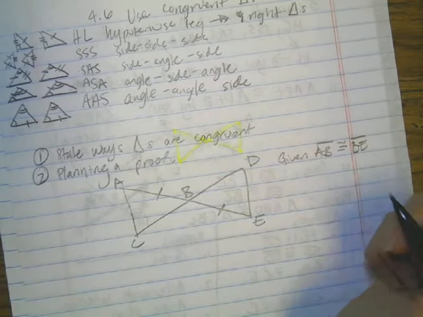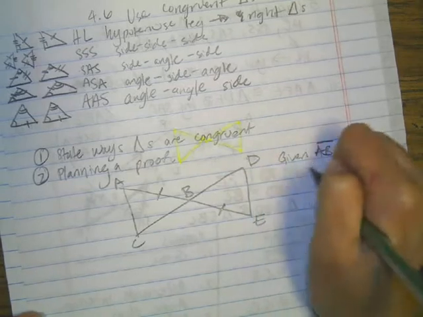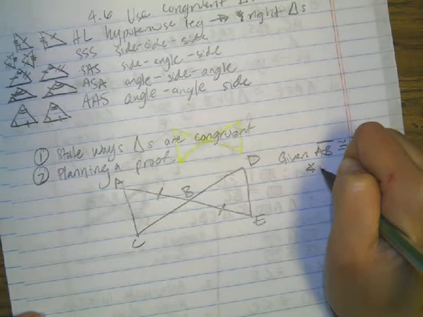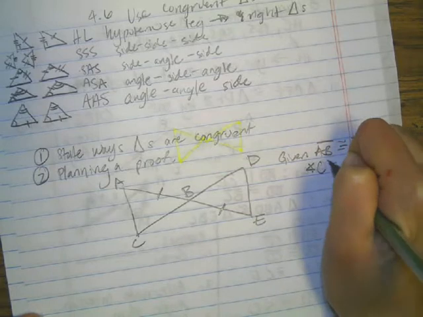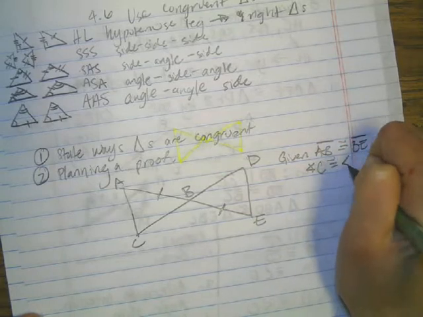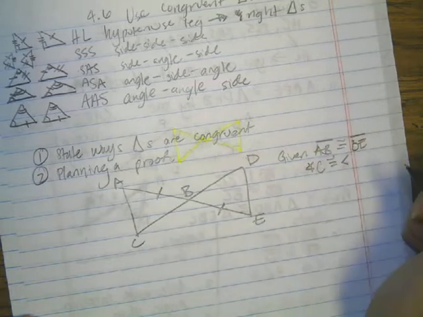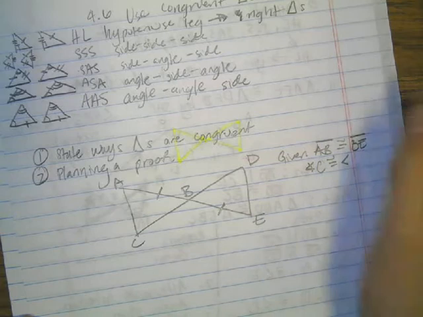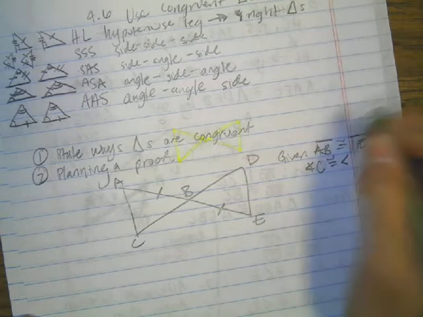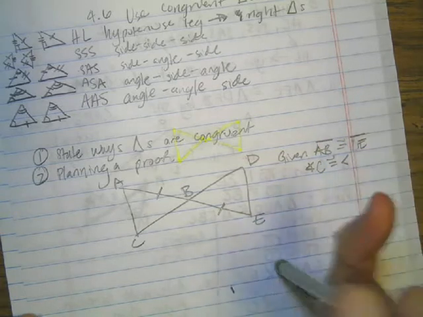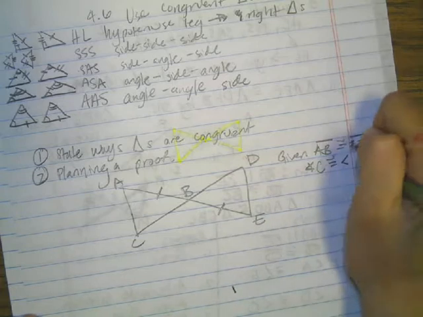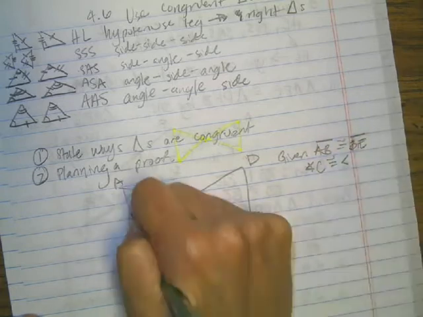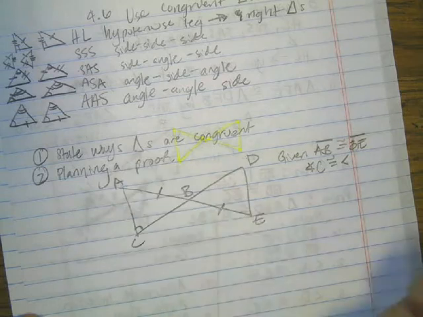And that angle C is congruent to angle, is that DE or BE? BE. So we're saying also this angle is congruent to angle D.